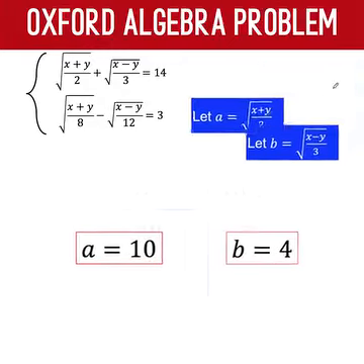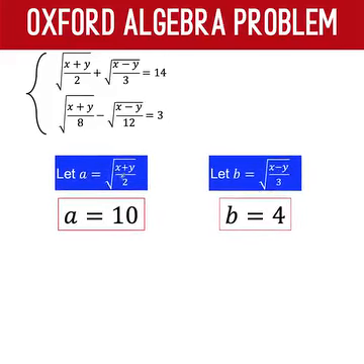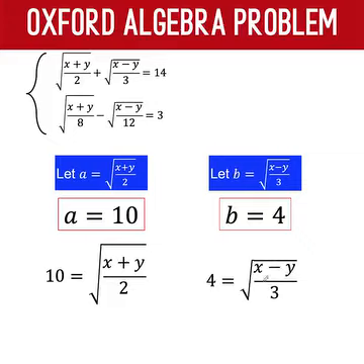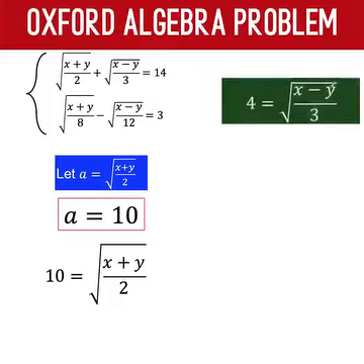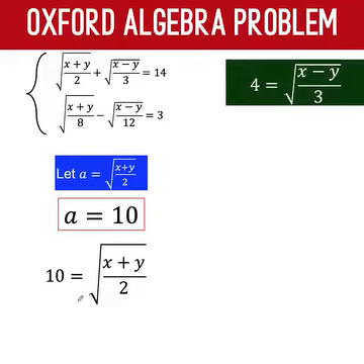So let's put them together. Since a is equal to 10, we now form this equation: 10 is equal to the square root of (x plus y) over 2. Similarly here, since b is 4, we now substitute 4 for b to arrive at this equation. Now let's set aside this equation here, and let's work with the first equation.